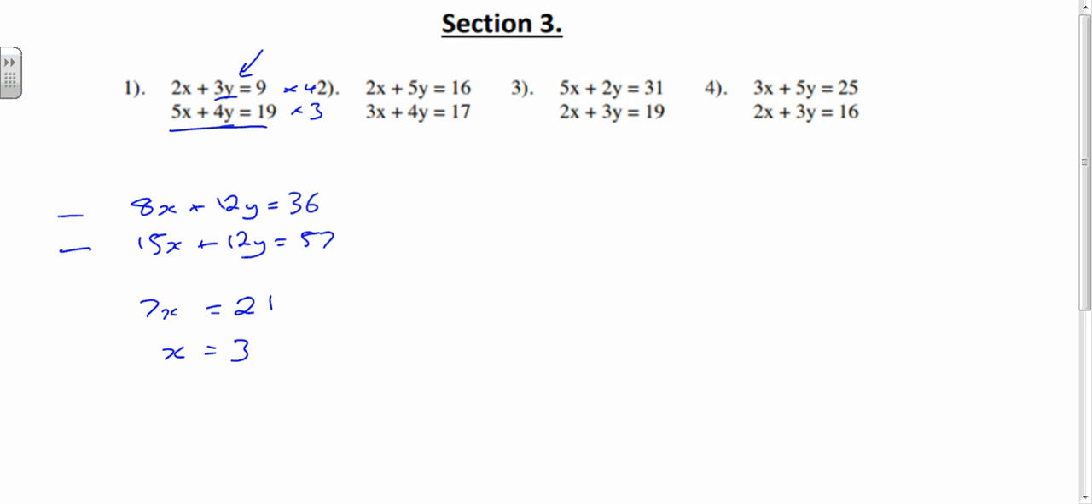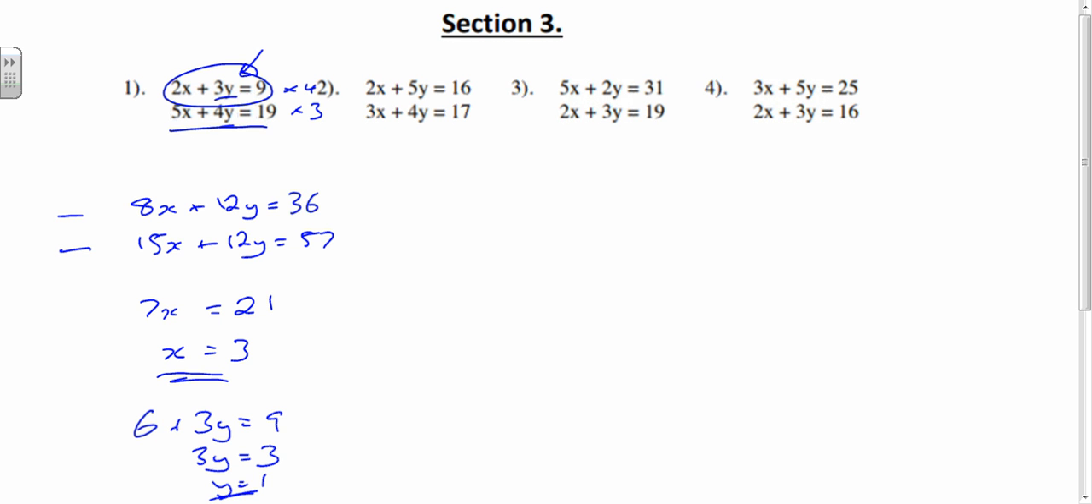So x equals 3. And then just like you've done in all the other ones so far, you then substitute your x value back in. And so I'm going to do it into the top one here. So 2 lots of x is going to be 6. So 6 plus 3y equals 9. Take away 6. 3y equals 3. y equals 1.